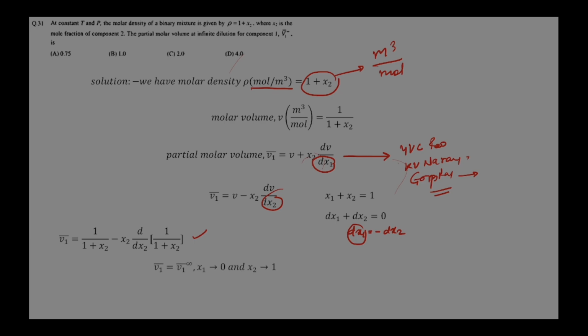V1 bar will be V1 bar infinity when x1 is 0. That means we are diluting the one component infinite times, so it tends to be 0. वो 0 हो जाएगा. इतना dilute कर दिया है उसको कि खत्म ही कर दिया है. तो x2 1 हो जाएगा. Okay. So V1 bar infinity is equal to 0.75. Straightforward.